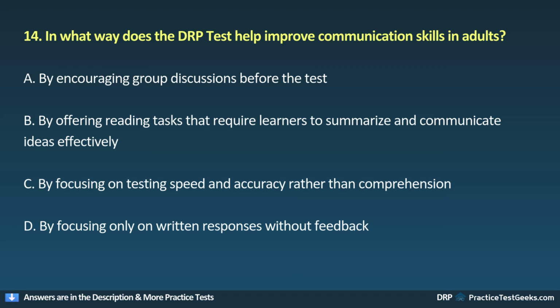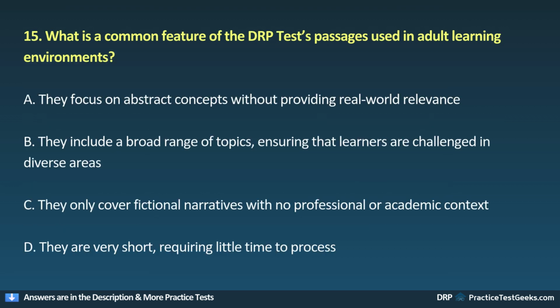C. By focusing on testing speed and accuracy rather than comprehension. D. By focusing only on written responses without feedback. 15. What is a common feature of the DRP test's passages used in adult learning environments? They focus on abstract concepts without providing real-world relevance.